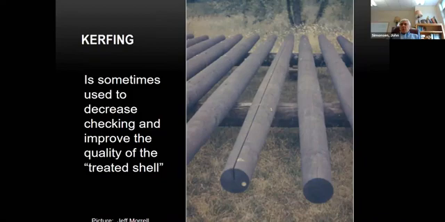So another thing that you can do here, and again, we need to think about basic principles here, is you can kerf the pole. So this gets done sometimes. You want to treat a utility pole, and you want to treat it well. You want to make it last, and so what you do is you rip a slice down the length of the pole.